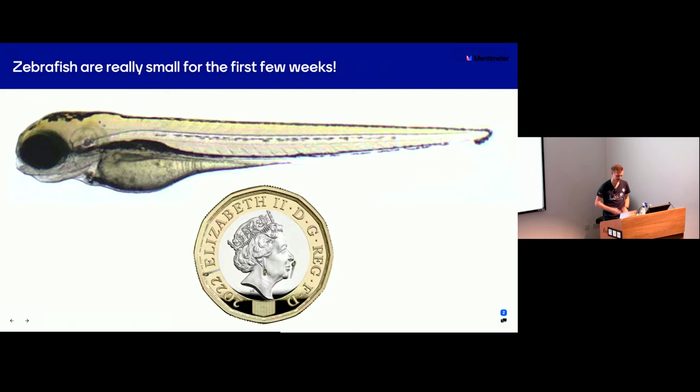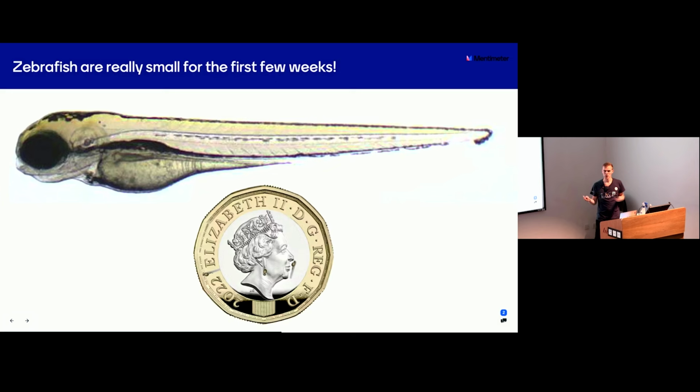Now, here's a pound coin. You know what a pound coin looks like. It's pretty small, right? Well, the fish is about the size of the flat bit on the gold, or the queen's ear and her earring, or the distance between her nose and her chin. So the fish are really, really small, and they're see-through.